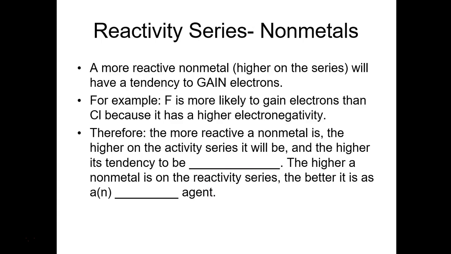Now for nonmetals, the more reactive nonmetal will have a tendency to gain electrons. So fluorine is more likely to gain because it has a higher electronegativity than, well, anything. So the more reactive a nonmetal is, the higher on the activity series it will be, and the higher its tendency to be reduced. Right? Now, the higher the nonmetal is on the reactivity series, the better it is as an oxidizing agent.